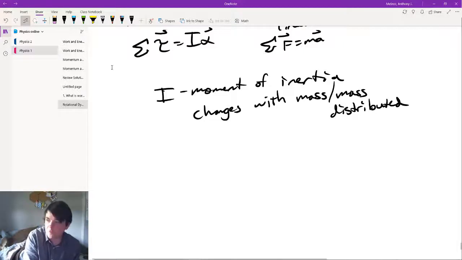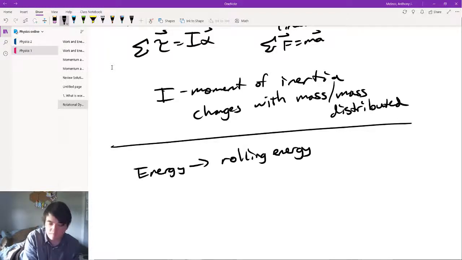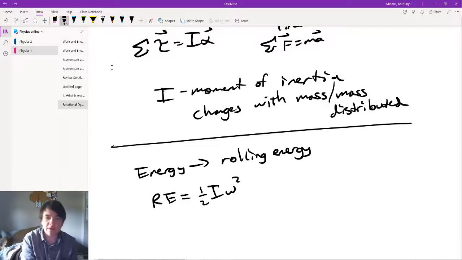We introduced, with energy, this rolling energy, which is just the kinetic energy of rolling. It's 1/2 I omega squared. And remember, you still have linear kinetic energy.